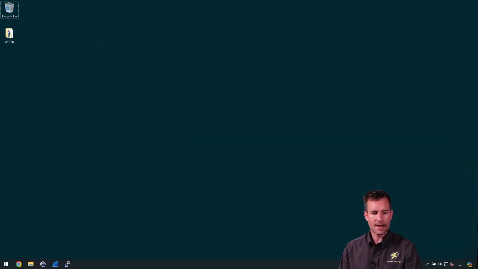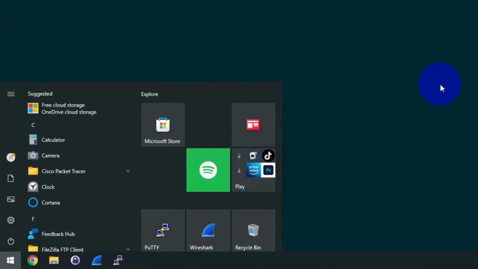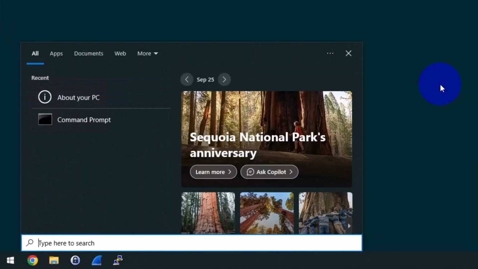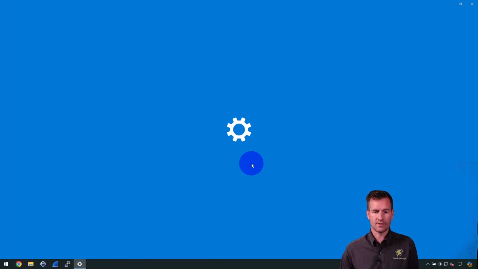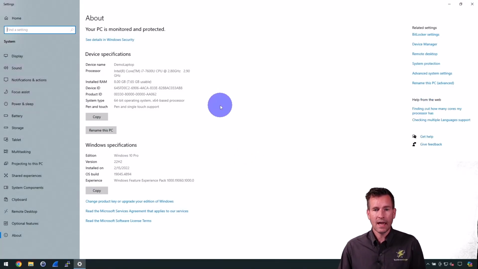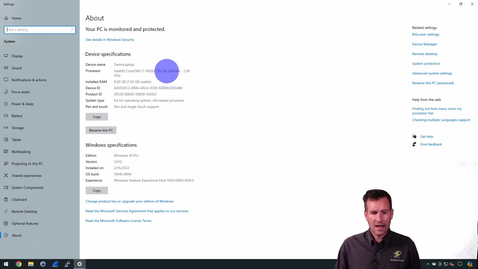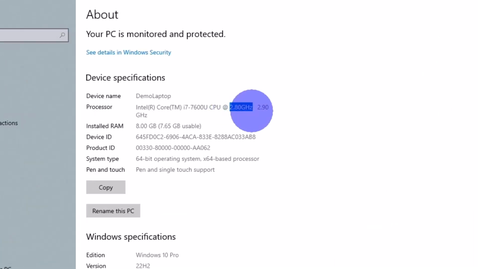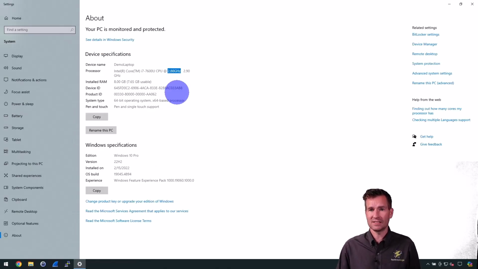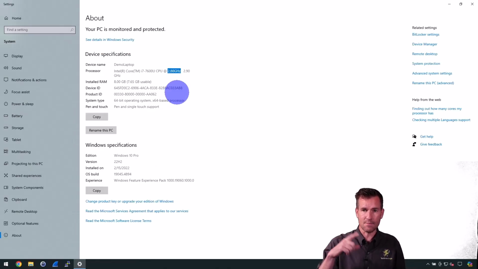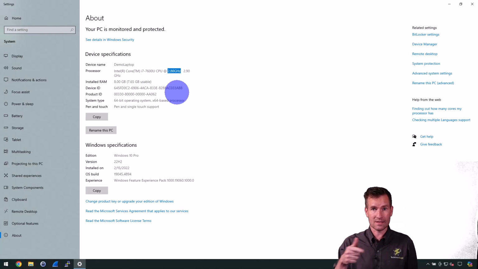Here I'm on my demo laptop, and I'm going to click the Windows button and type in "about your PC" and then hit enter. It's going to pop up here, and there's the information that we just looked at. Here we see this is operating at 2.8 gigahertz. So that's billion cycles every second. That's the clock rate of the CPU and how fast it can do its processes.